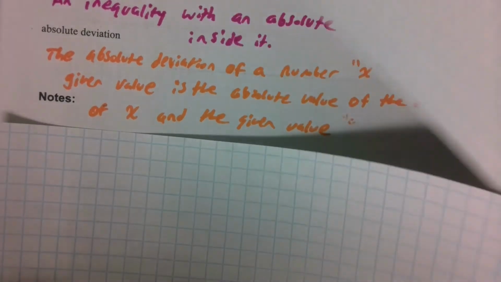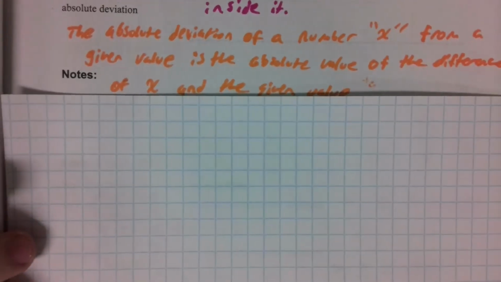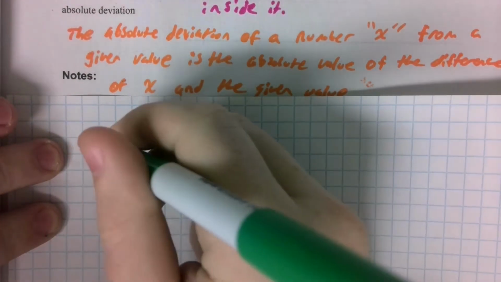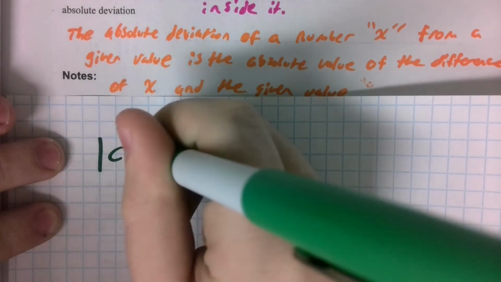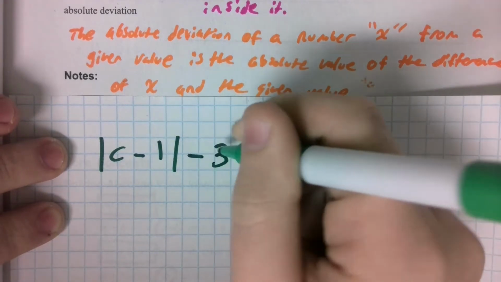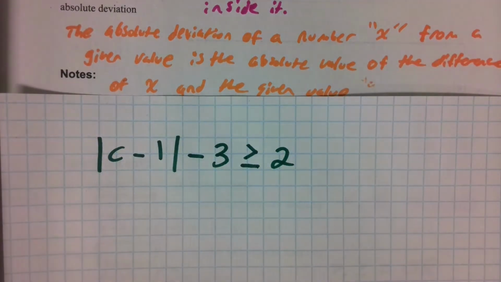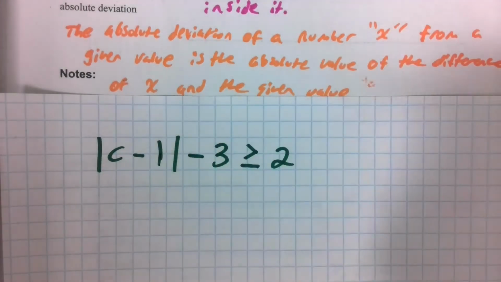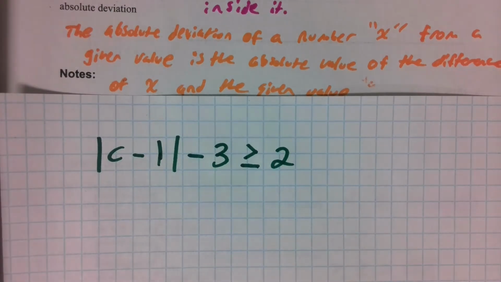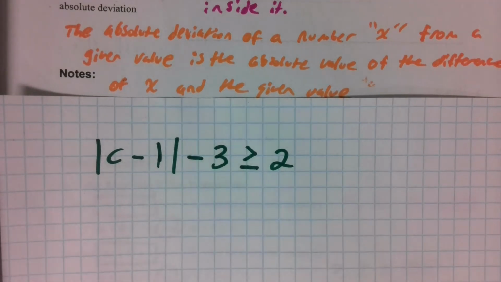All right, let's say we have the following problem. The problem that we're going to look at now for the or is the absolute value of c minus 1, minus 3, is greater than or equal to 2. This is a little bit different. Can we split right off the bat? Unfortunately, we can't. We can only split when the absolute value is all by itself, and it's clearly not by itself in this case. We have this minus 3 attached.